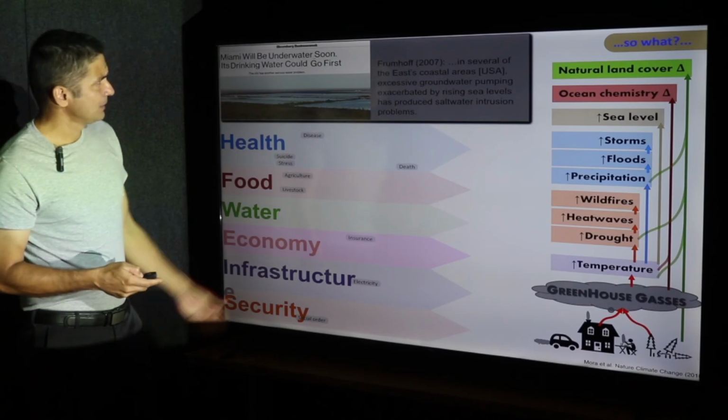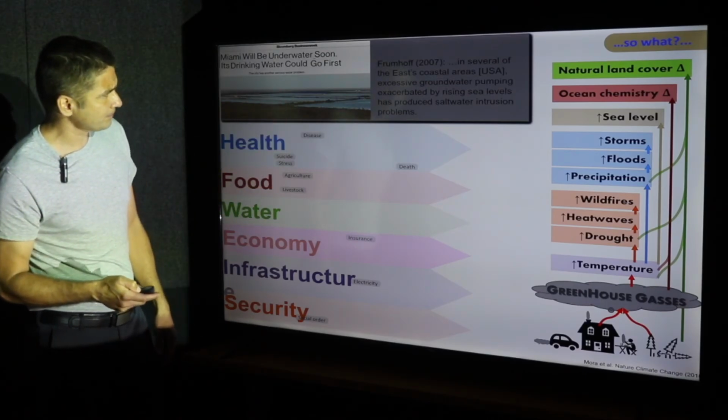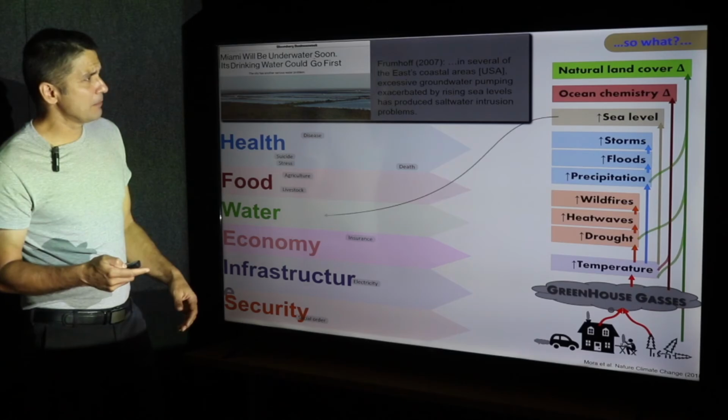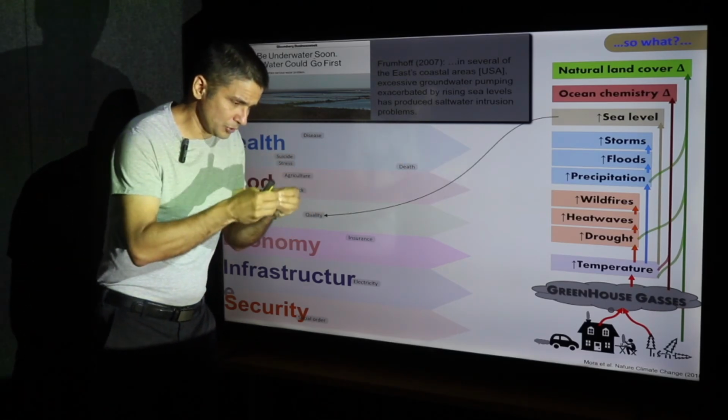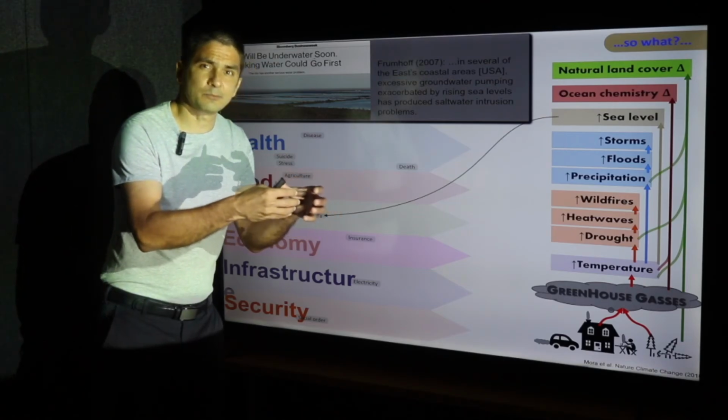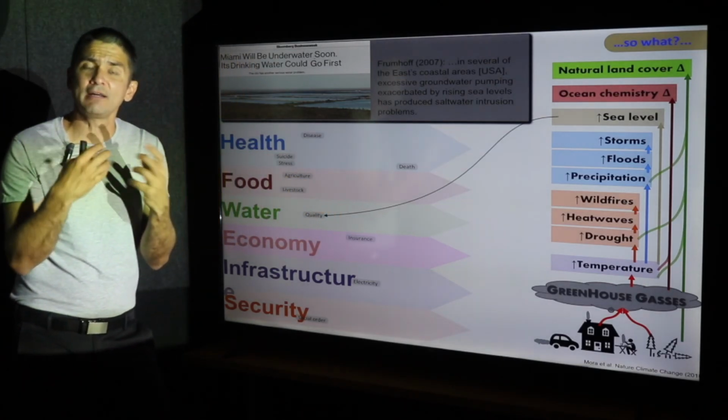But again, here is just another example in which these climatic changes will influence different aspects of human life. This one is another example in which sea level rise is actually causing the intrusion of salt water into water reservoirs so that now we don't have fresh water for us to drink.